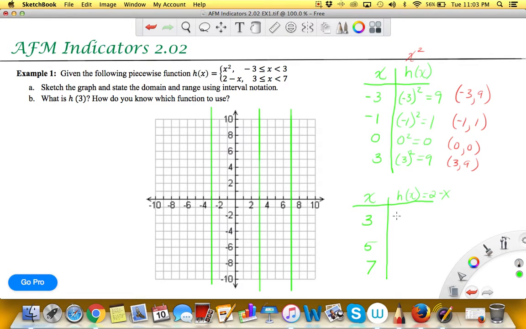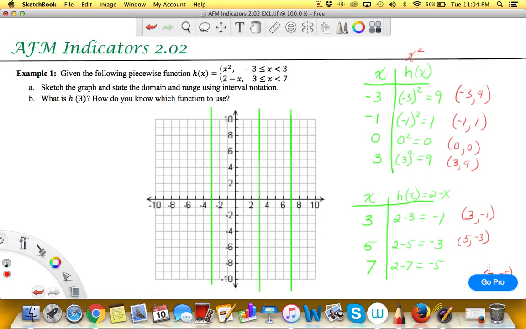So if I have 2 minus 3, I get -1. 2 minus 5, I get -3. And 2 minus 7, I get -5. So over here, I'm left with the ordered pair 3, -1. Then I have 5, -3. And then let's put the last one down here, 7, -5. I'm sorry that's over there in the corner, but we can actually move this. Let's move that over there. So let's take this ordered pair and let's give him some space. Yep, there we go. All right.